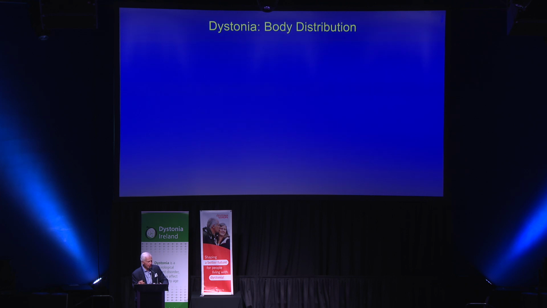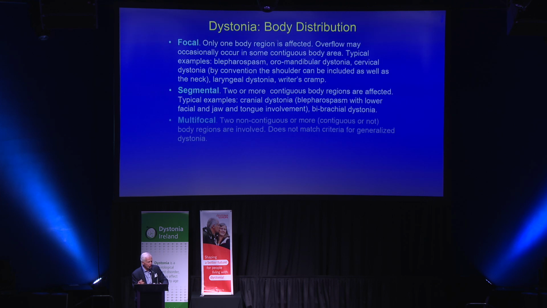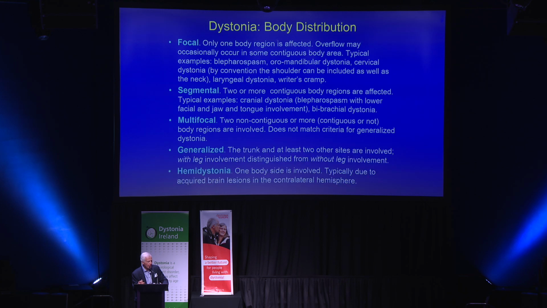The body distribution, and I think I'll bring all of these up together because I don't want to spend too much time on it. But you'll see we divided it under focal, segmental, multifocal, generalized, and hemi. And the definitions for you aren't that important. Focal is just one body region. Segmental were two or more regions that are close by and are linked. Multifocal, obviously, is many different regions. Generalized, there's an argument about what should be generalized. Let's not waste our time because it's not that important to you. Hemi is really important, though.